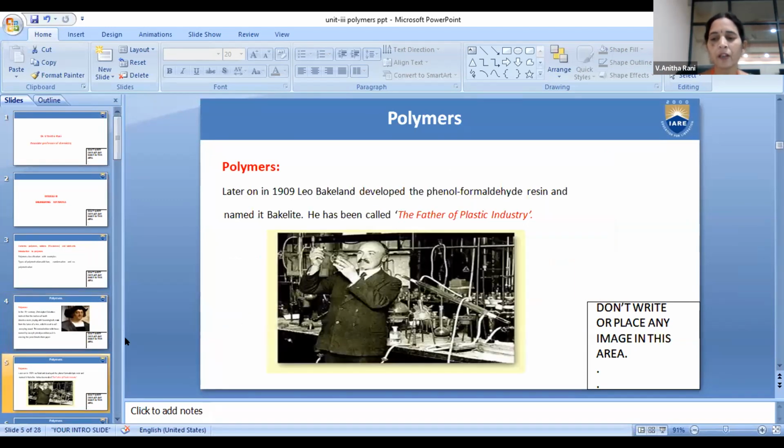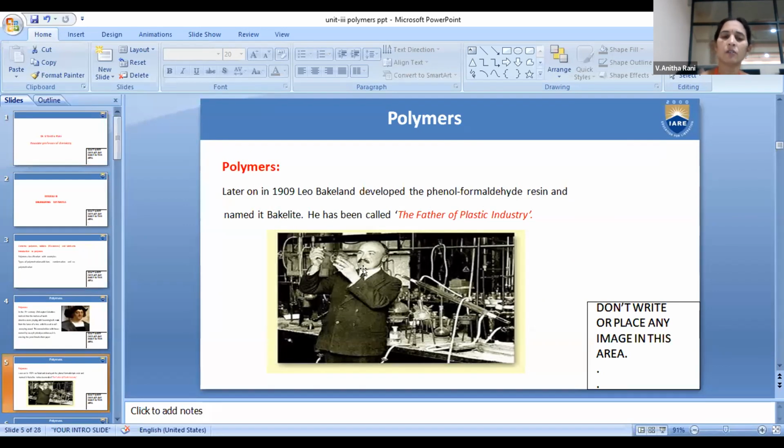Okay, ma? Now, in 1909, the scientist Baekeland, his name is Baekeland, prepared a polymer. How did he prepare it? By taking chemicals, phenol and formaldehyde. He used two chemicals, phenol and formaldehyde. He prepared a polymer called phenol formaldehyde resin and named it Bakelite.